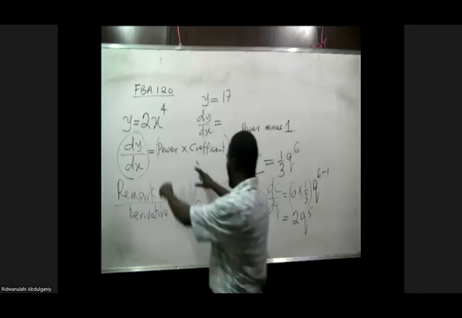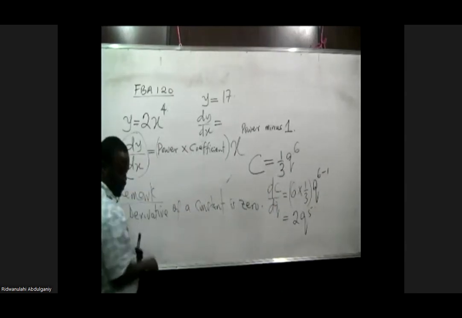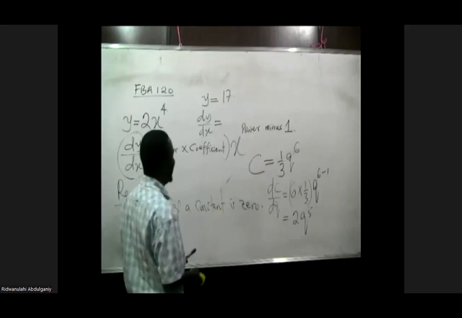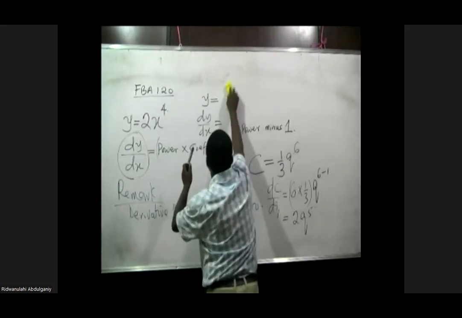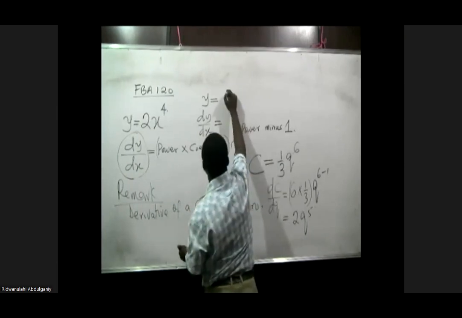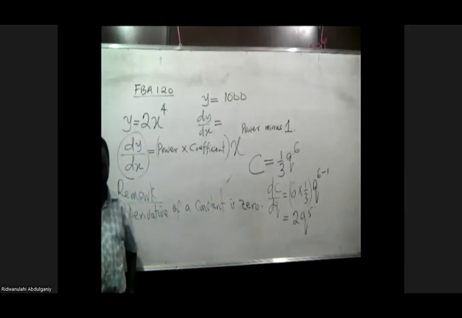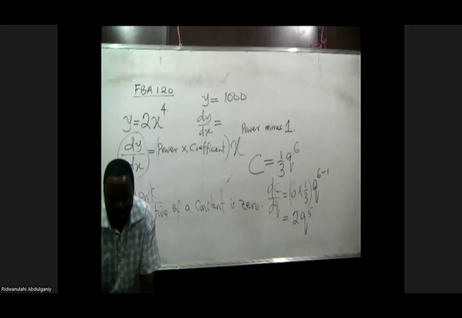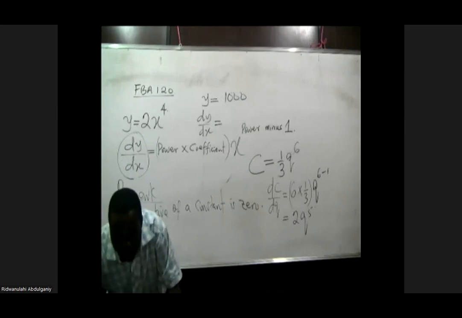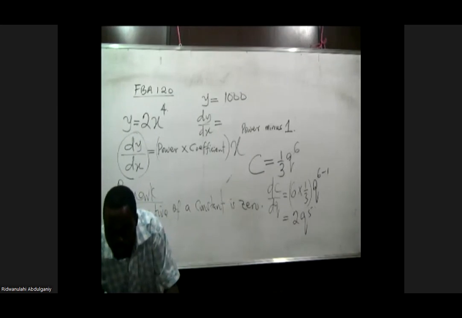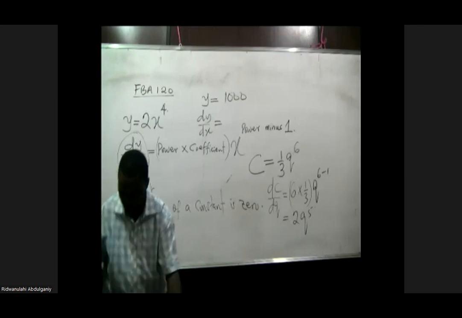So let's go back. I will not rub off this. Suppose what I have there is 1,000. What is the answer? Differentiate 1,000. Chat room. Differentiate 1,000. Zero. Thank you.